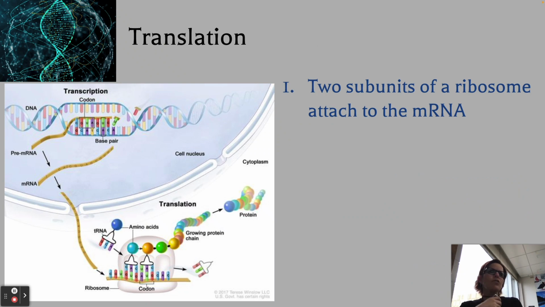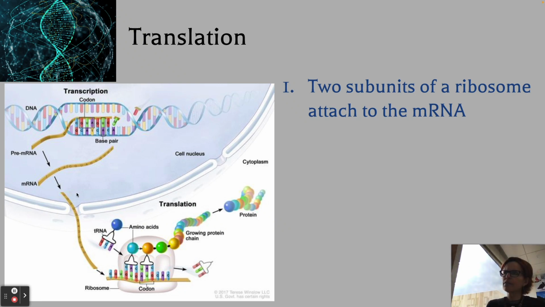Okay, translation. I always hate the words transcription and translation. Transcription is making RNA. Translation is making a protein. So take a look at the image from beginning to end. We've got DNA. It's split apart. The RNA polymerase copied one side. So here's our pre-mRNA. We cut out the introns. We add a poly A cap. I'm sorry, a 5' cap and a poly A tail.